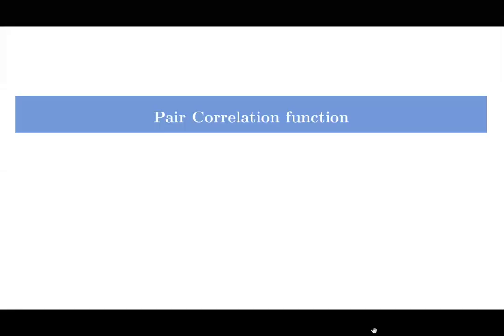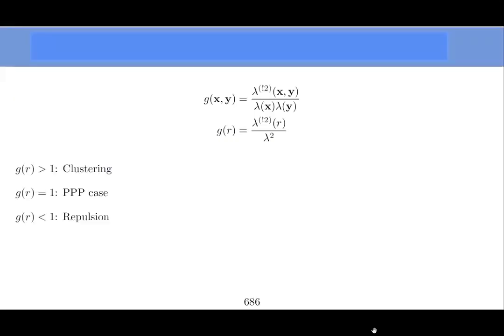Let's talk about the pair correlation function, which is another way to characterize the second moment. The pair correlation function of any point process, defined as g(x, y), is equal to the second moment density divided by lambda(x) times lambda(y), the first moment density at x and y. For a stationary motion-invariant point process, this will be just a function of r, and the denominator will be the constant lambda squared. So the pair correlation function will also be a function of r.